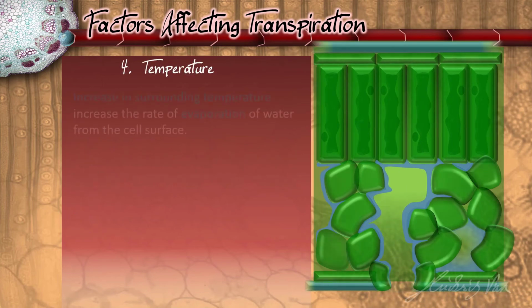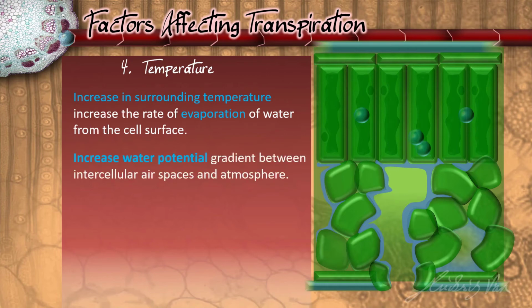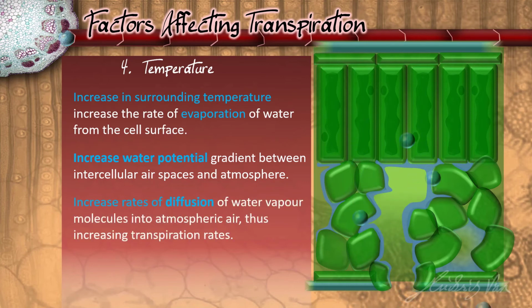As for temperature, an increase in surrounding temperature will increase the rate of evaporation of water from the cell surface. So the increase in water potential gradient between the intercellular space as well as the atmosphere will cause the rate of diffusion of water vapor molecules into the surrounding to increase, therefore increasing the rate of transpiration.